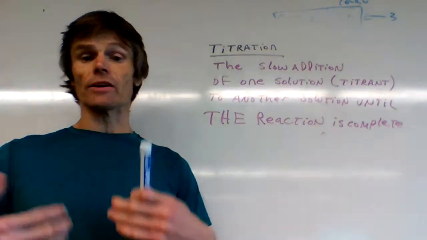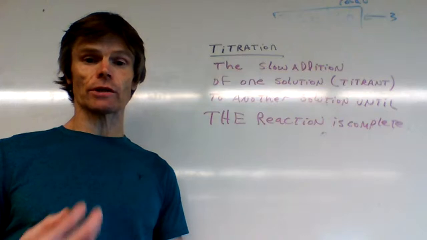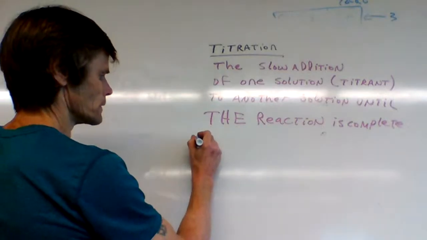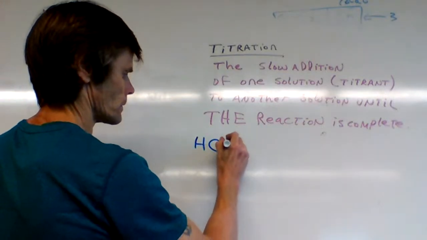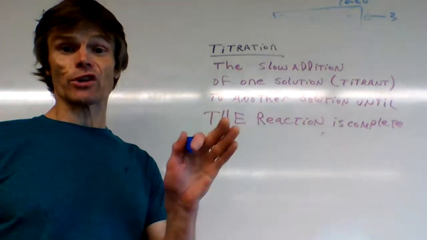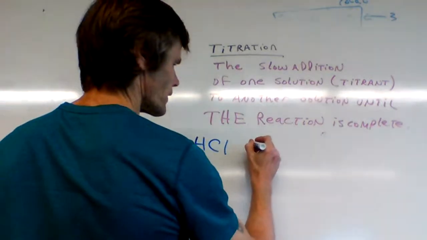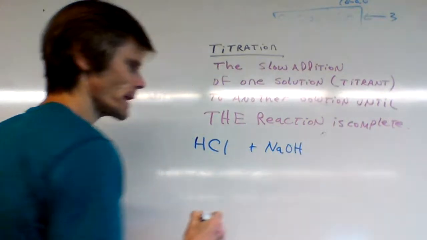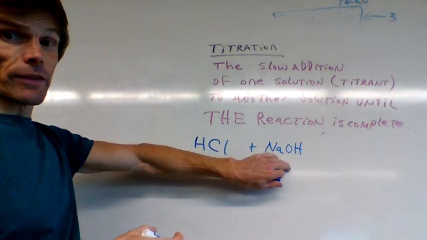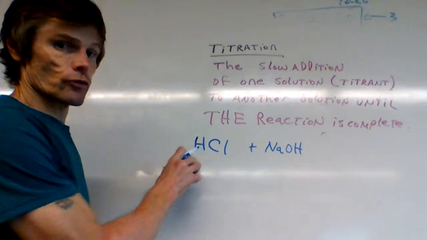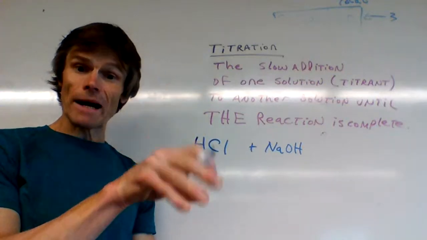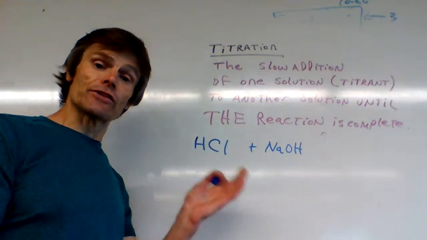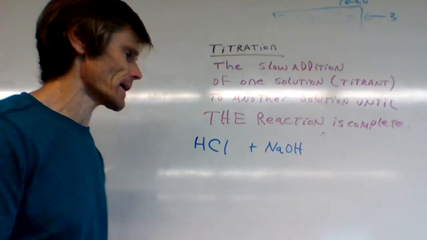So let's think of an acid-base neutralization reaction that we might be familiar with. If we take a strong acid, HCl, that's hydrochloric acid, and we react it with a strong base, such as sodium hydroxide, we can slowly add one of these, such as the sodium hydroxide, to our strong acid, and allow the reaction to occur until it's complete. And this is known as an acid-base neutralization reaction.